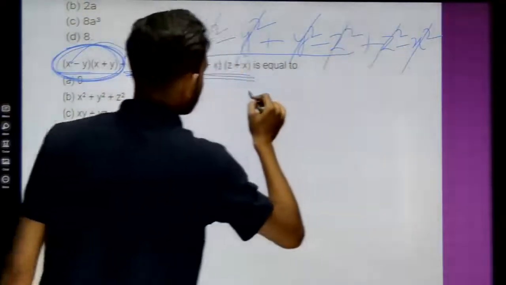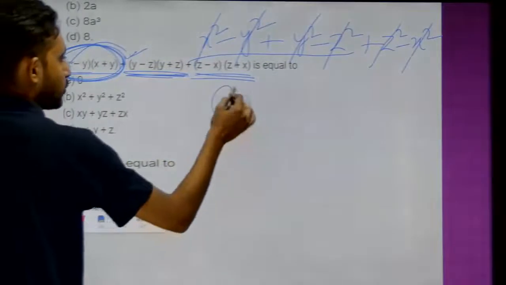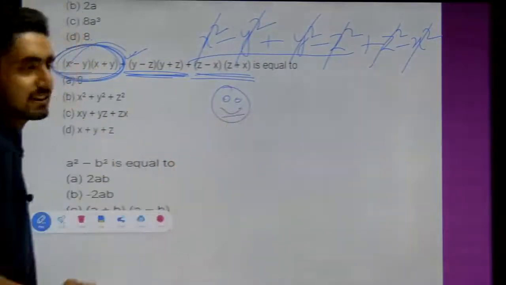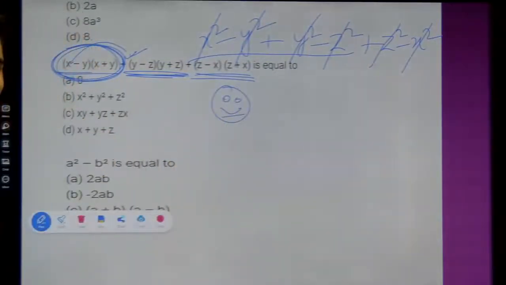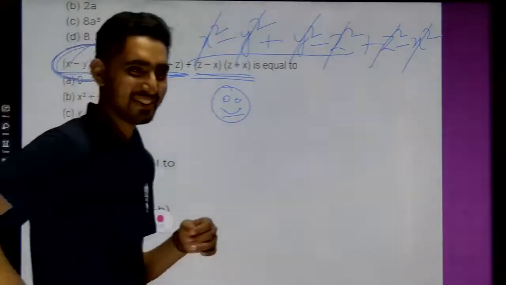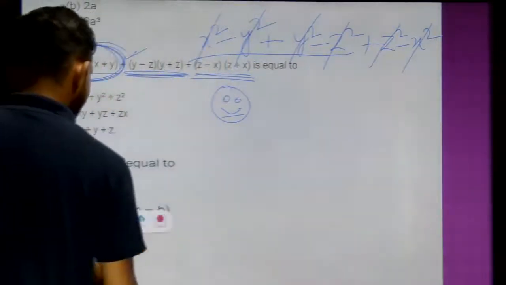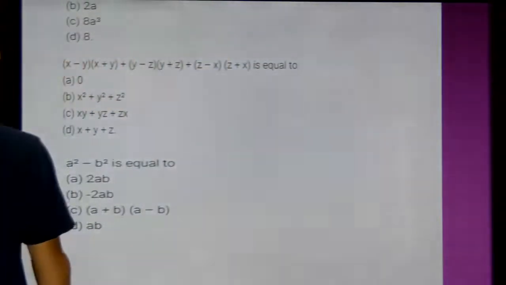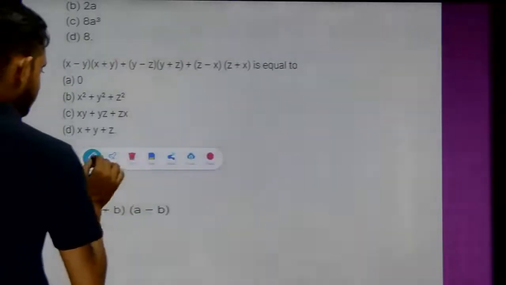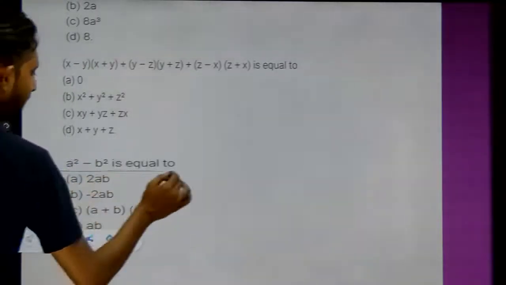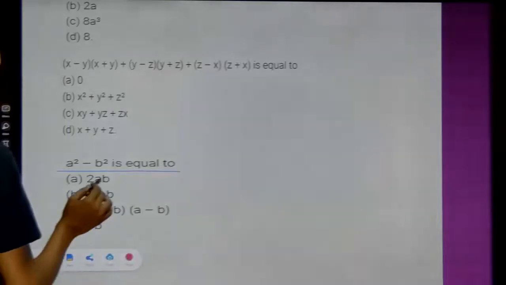Now students, see here, x square cancels out. y square cancels out. Again z square cancels out. The answer will be 0. The answer will be 0. That is the 100% correct answer. Okay? Okay, now we'll move to the next question.